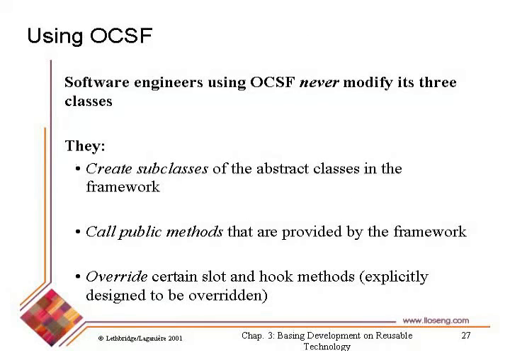So let's start talking a little bit about how software engineers work with this framework. First of all, and this is the cardinal rule, a very, very important rule: software engineers never modify these three classes. You will lose marks if you make any changes to those three classes. It's absolutely not the thing to do. Verboten, forbidden. That's one of the cardinal rules of frameworks.